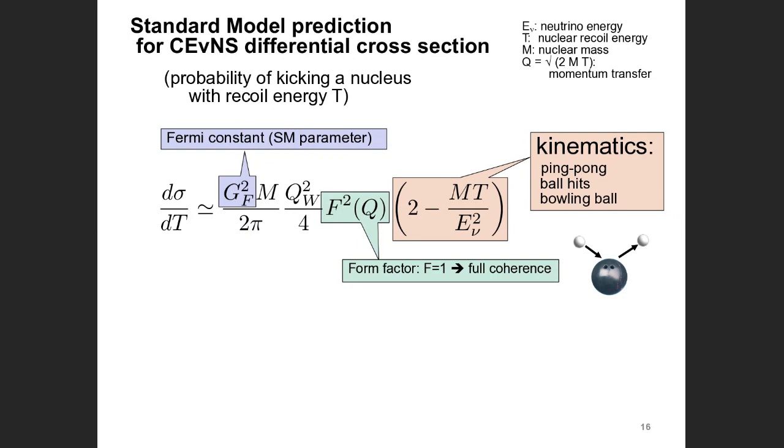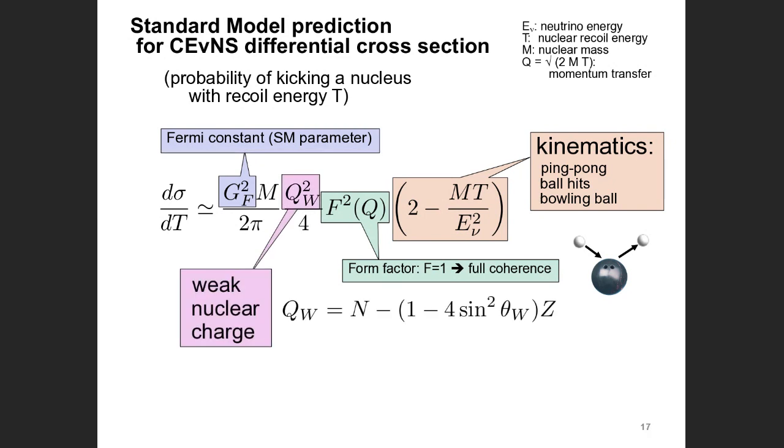This quantity here is called the form factor. This is where the information about the distribution, the space distribution of the nucleons in the nucleus is. It's basically the Fourier transform of the space distribution. If this factor is exactly 1, then it's a fully coherent interaction. There's no substructure, and the nucleus looks like a point, just a structureless object. But that's not exactly true in real life. There is some structure.